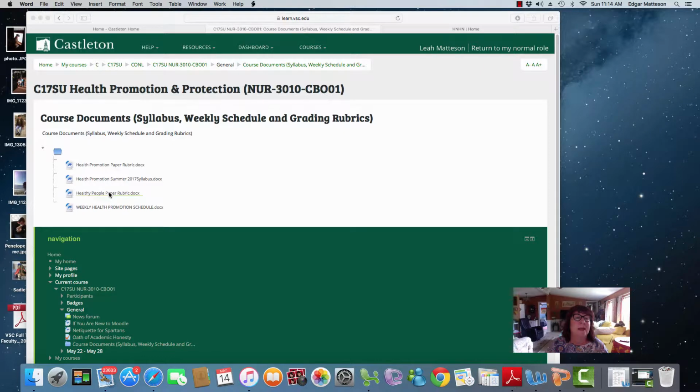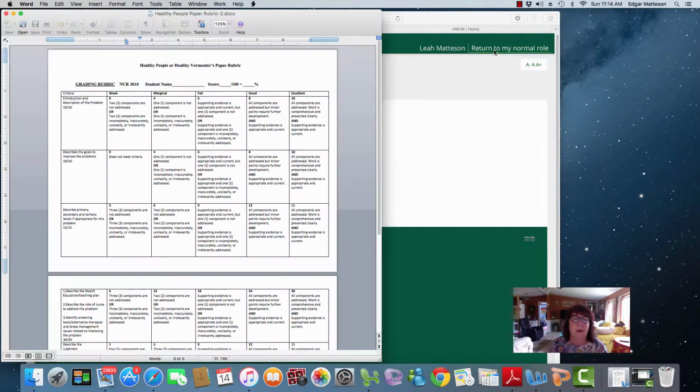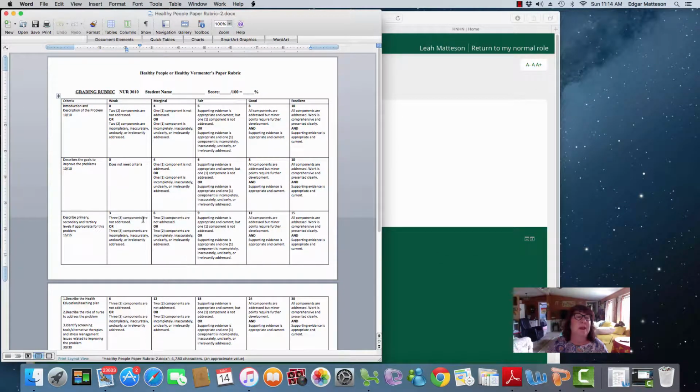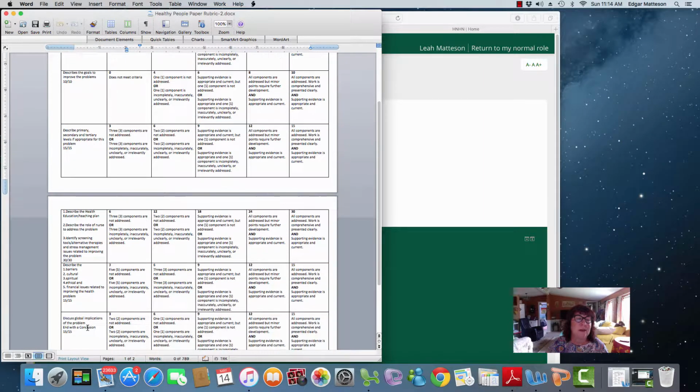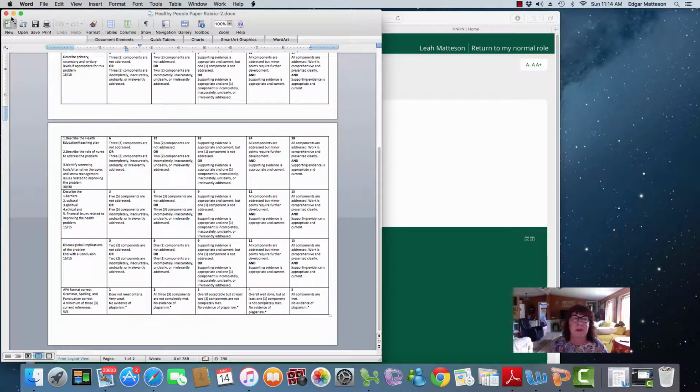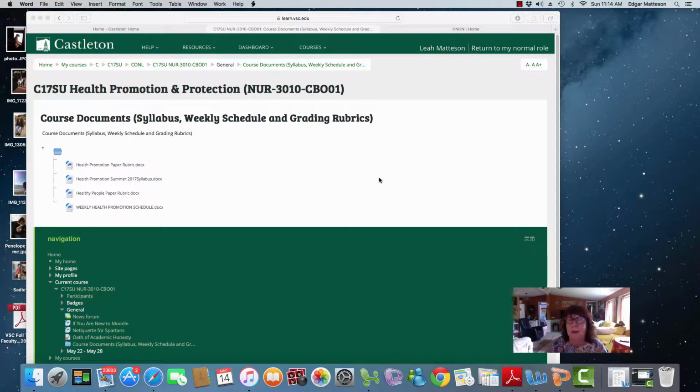And this is the rubric for the Healthy People paper. And I know it can be confusing, so you've got two papers you're going to be working on. And this is the rubric here. So again, if you look here at what the criteria is, if you follow this, if you use this as an outline, you'll do just fine on the paper.